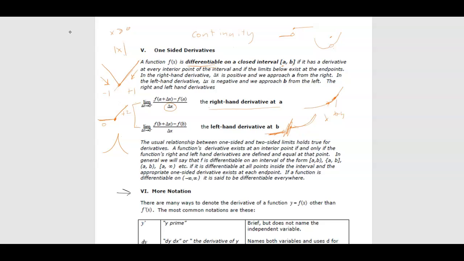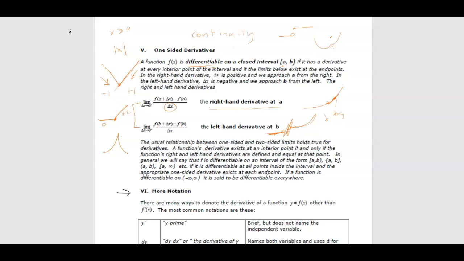That's the idea of a one-sided derivative. I won't be making you calculate a lot of those, but I do want you to have the idea. That's why you don't have a derivative at a sharp point. It's because the derivative as you approach from the left and as you approach from the right is not the same.